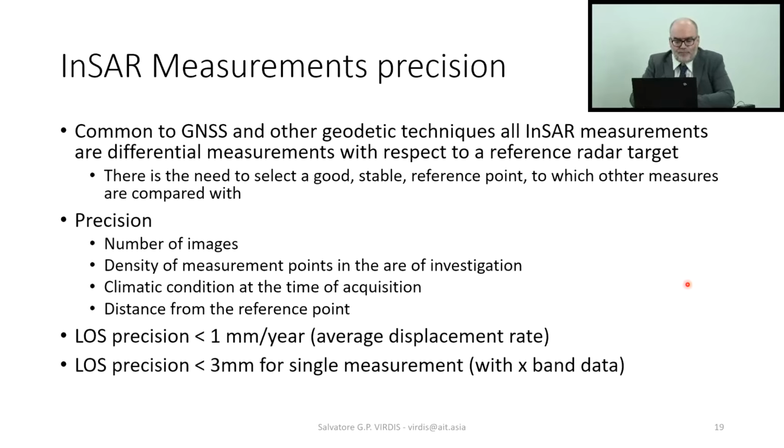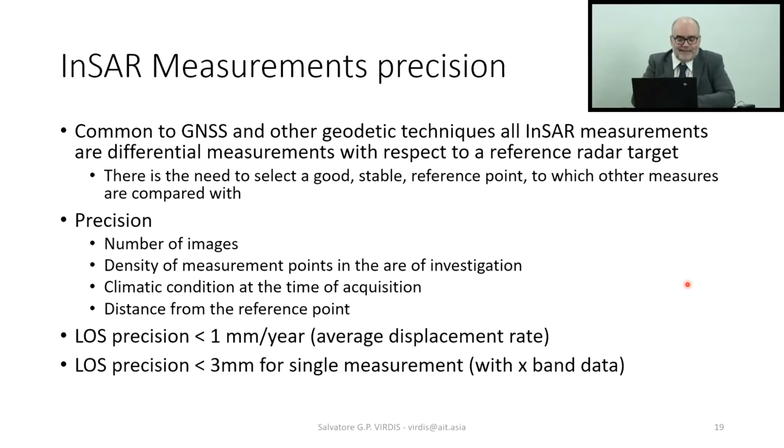We need a high density of points, so we need to have good physical conditions on the ground, and we need a good algorithm that can estimate possible factors of influence like atmospheric factors. And of course it depends on the distance from the reference point. Usually the measures are more precise if we are measuring displacement of targets not too far from the reference point selected to do our measures.